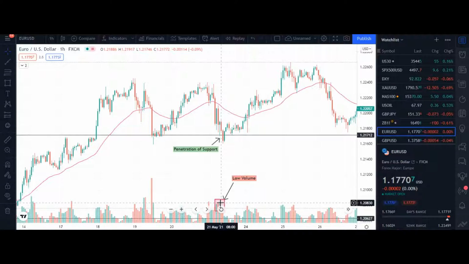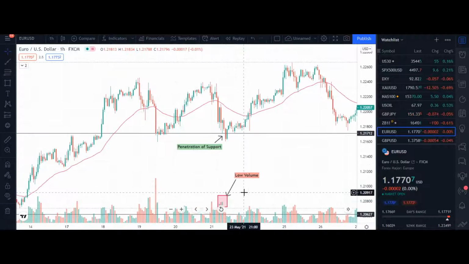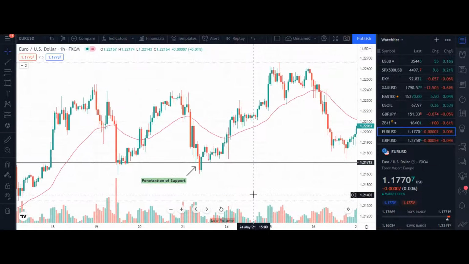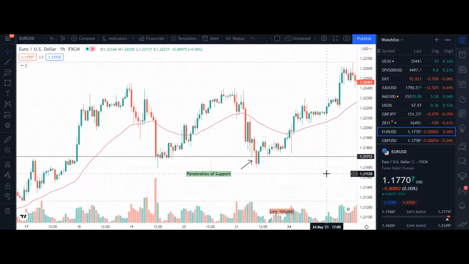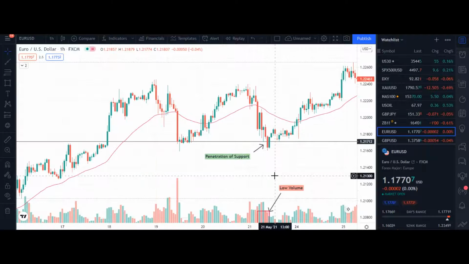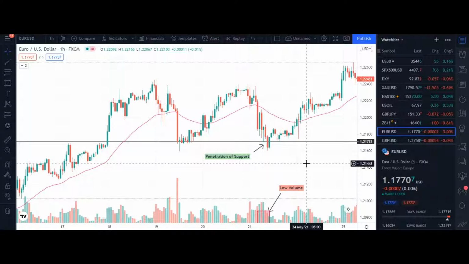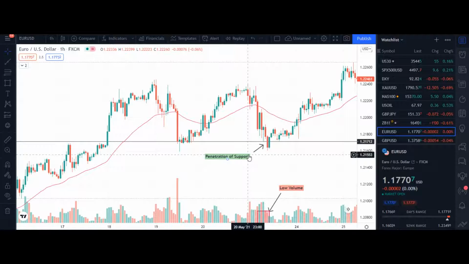All right, so let me get, where are you? All right, here we go. So I have my box all set up and I got out of whack here. All right. So right here we have a good example. A penetration of support.